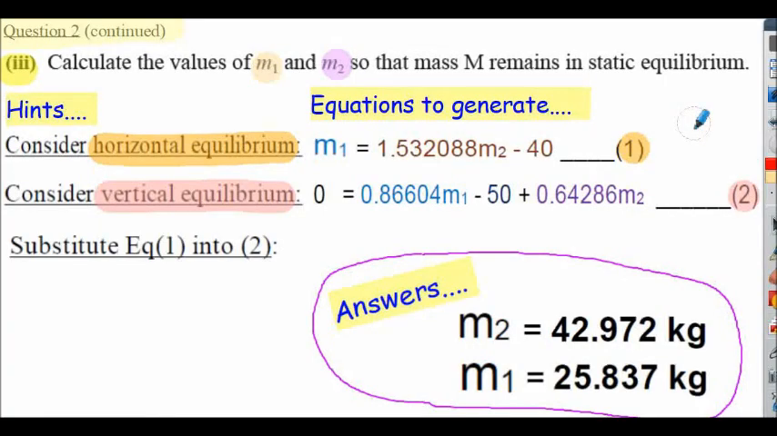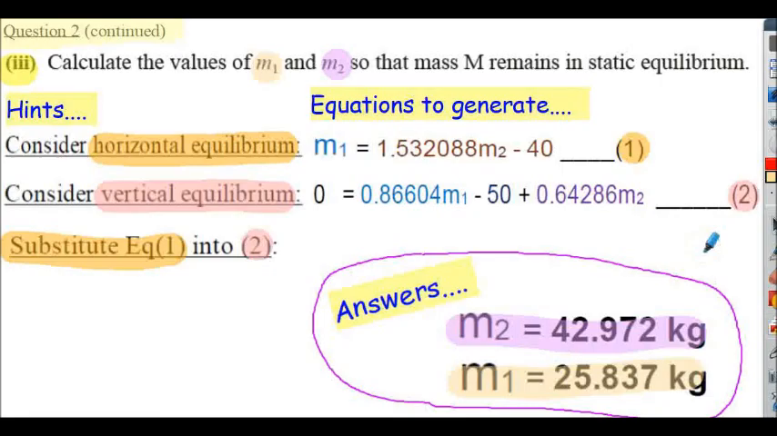So 2 equations and 2 unknowns. We can solve these simultaneous equations. I've used the method of substitution. So I substitute equation 1 into equation 2. My answers for M2 and M1 are shown here. If you think you can attempt this question without further assistance, I would encourage you to stop the presentation and do so now. But I'll show you the full work solution on the following slides.